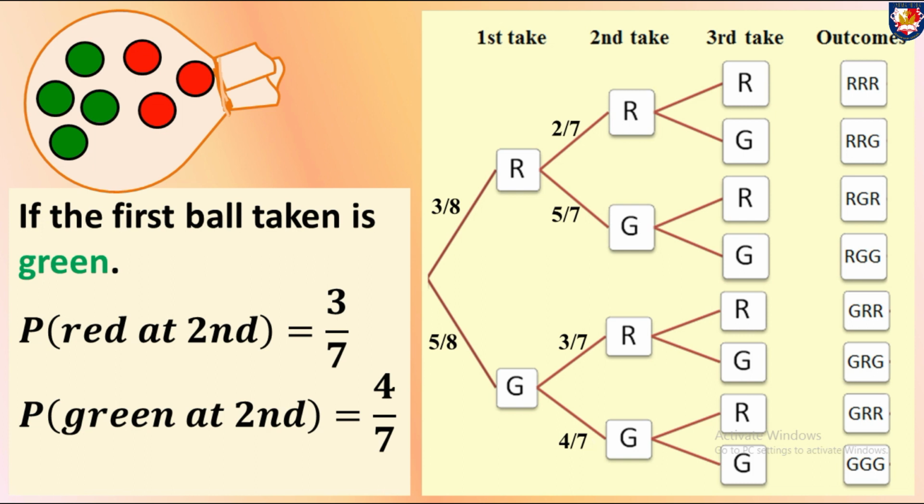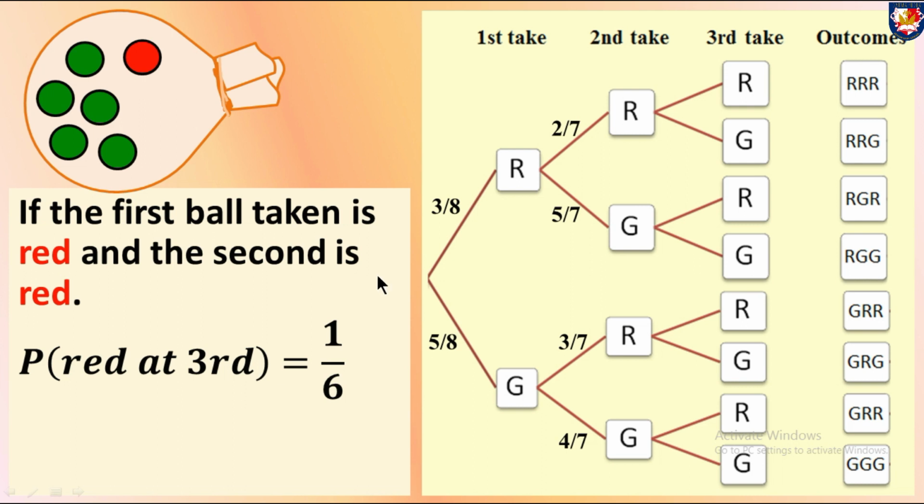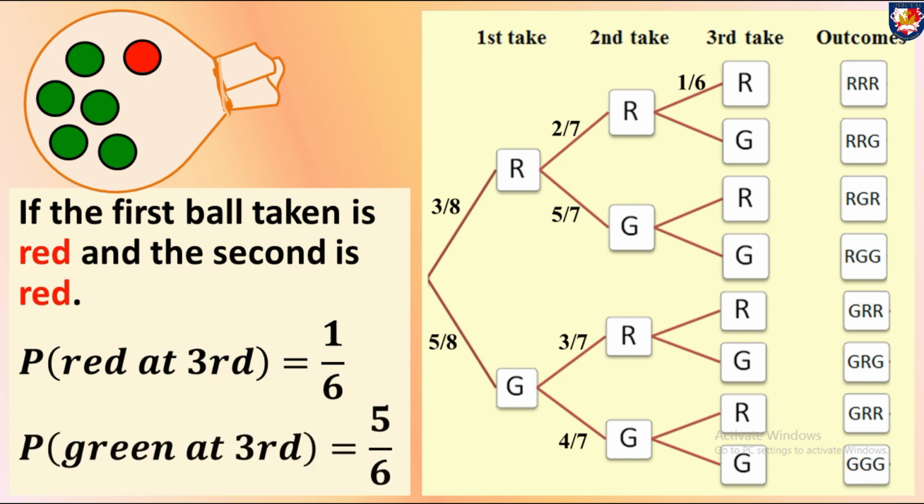And then how to find the probability of the third? In here, it is the probability after getting red at the first and getting another red at the second. So we take red at the first and take another red at the second. Now we're going to find the probability here. The probability of getting red at the third is 1 per 6 because there is 1 red ball out of 6 balls here. So you write 1 per 6 here. And the probability of getting green at the third is 5 per 6 because there are 5 green balls out of 6 balls here. So you write 5 per 6 here.